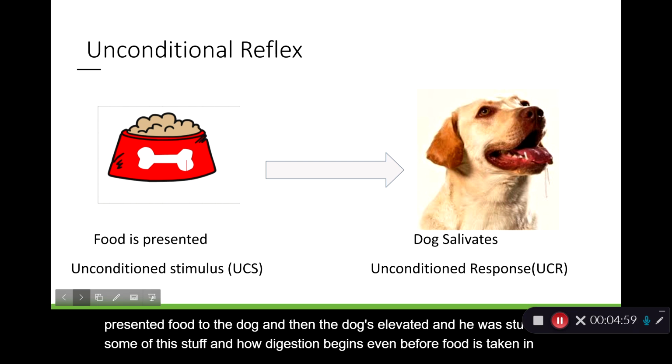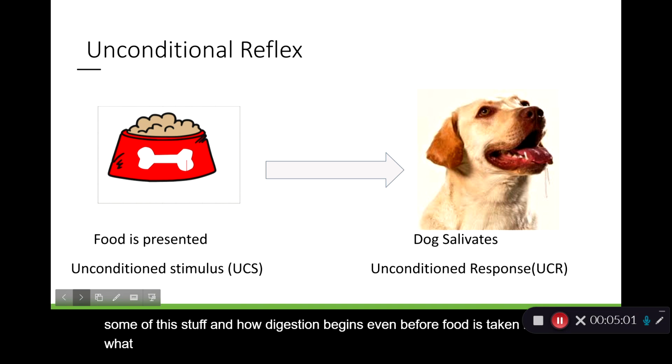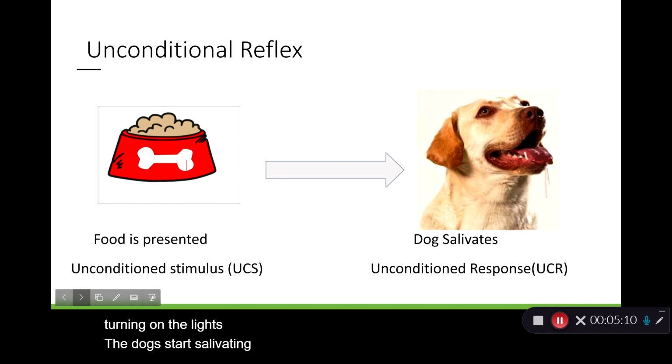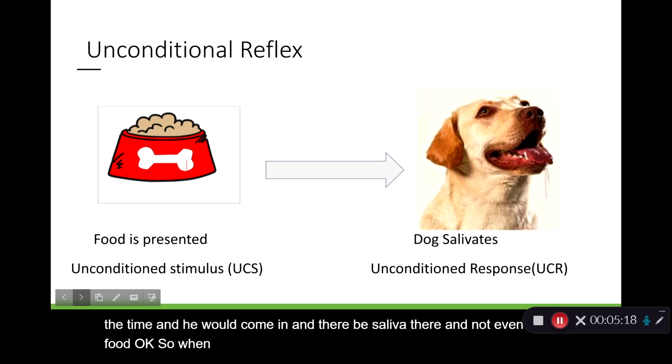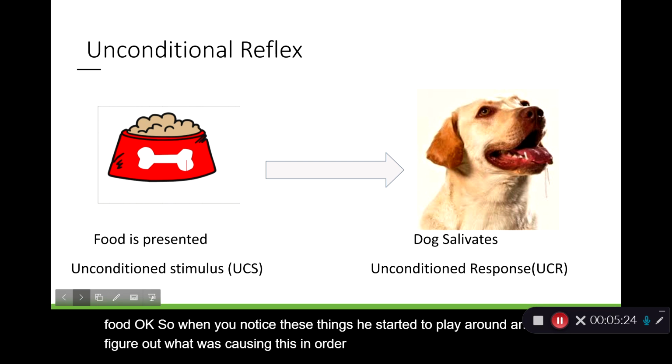He was measuring how much saliva they were producing, things like that. And what he realized was that when he presented food to the dog, the dog salivated. And he also realized that when he was walking down the hallway and turning on the lights, the dog started salivating. He knew this because he was measuring saliva all the time, and he would come in and there'd be saliva there and not even any food. So when he noticed these things, he started to play around and to figure out what was causing this, or to come up with some theories.